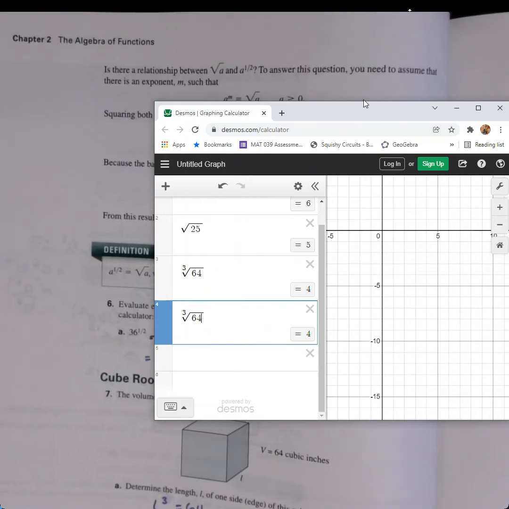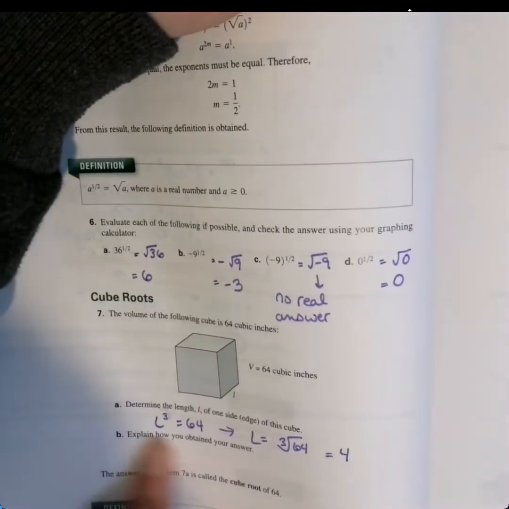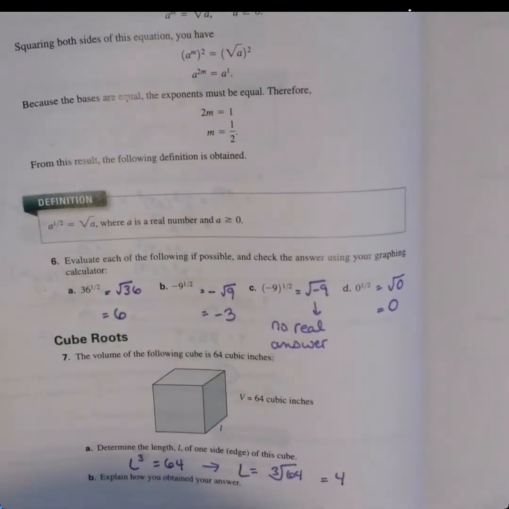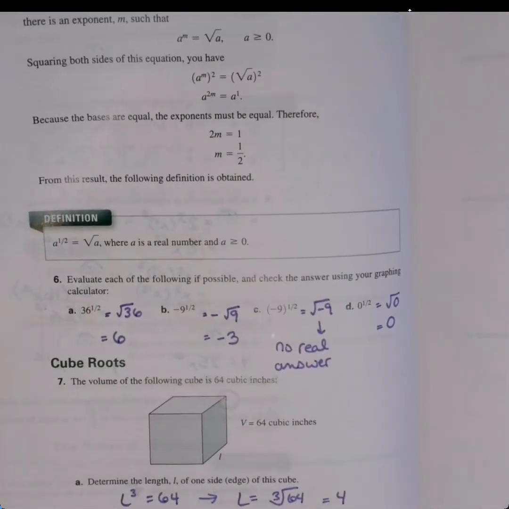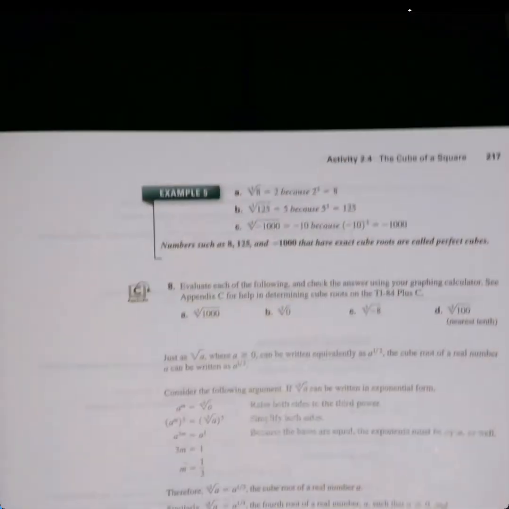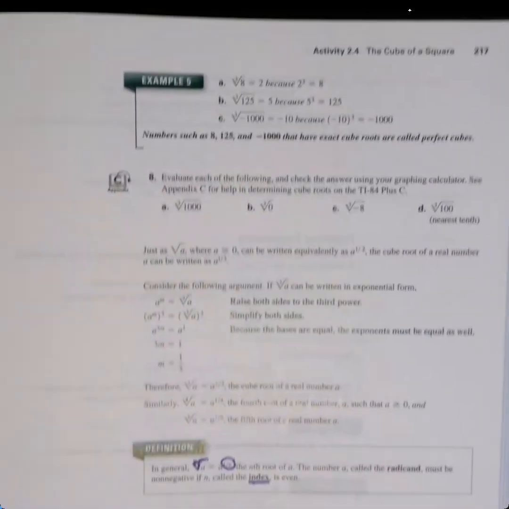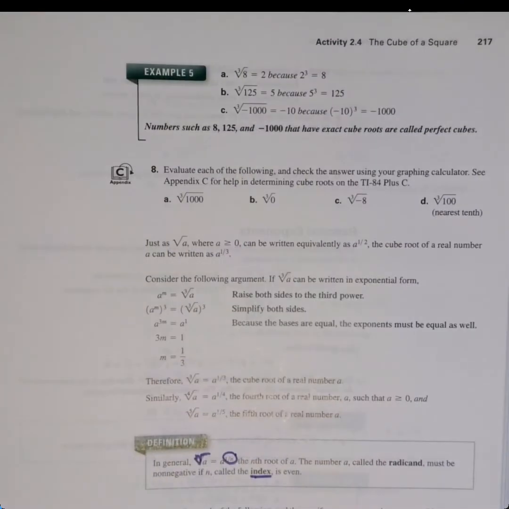Let me move my decimals graph out of the way. I just explained verbally how I got the answer, so I did not write it in. Or actually, I wrote it in up here. I wrote that I was going to do the cube root, and that's how I got my answer. And we get number 8. We get to do some more cube roots.